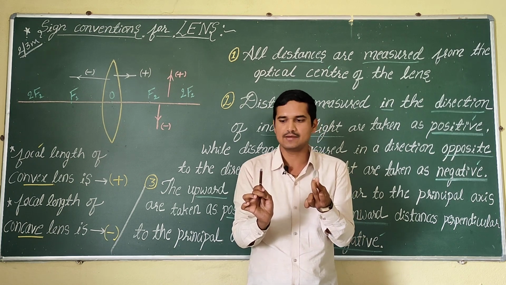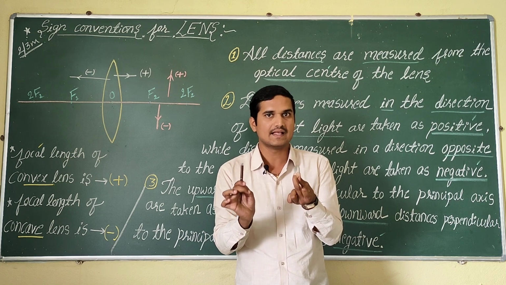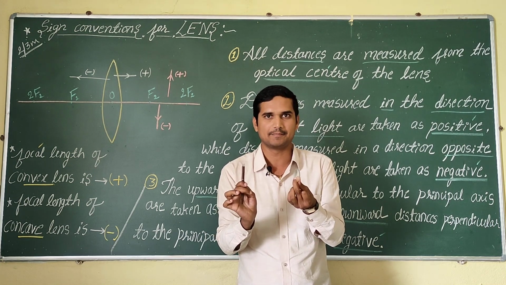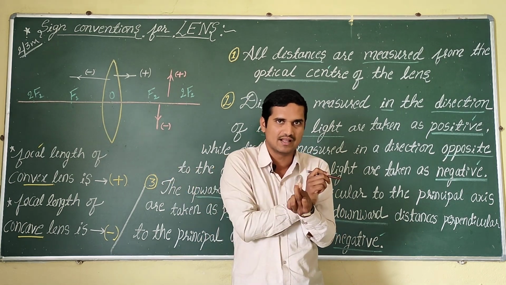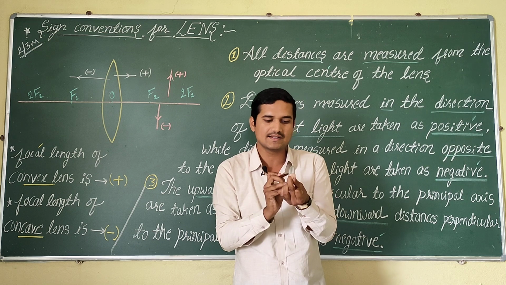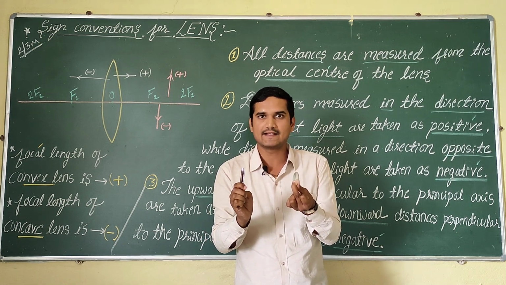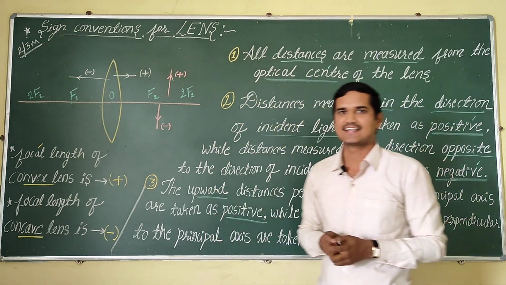In this situation, the pen is here and it is about 10 centimeter from the lens. This 10 centimeter should be taken as minus 10 centimeter, because already I told you light is going from this direction to this direction, and you are supposed to measure the distance from this optical center. So that's why this distance should be taken as minus 10 centimeter. This is the second sign convention.